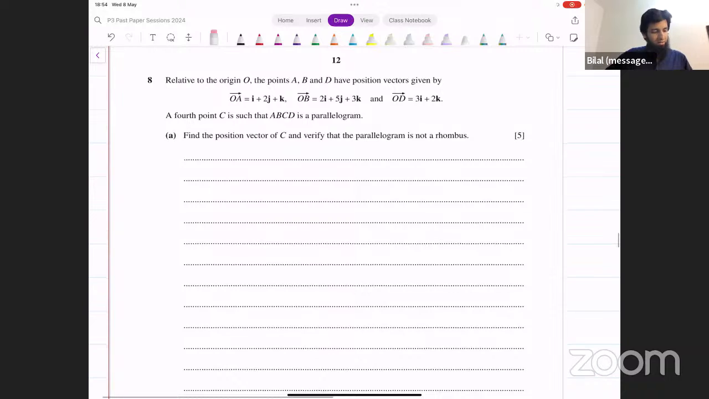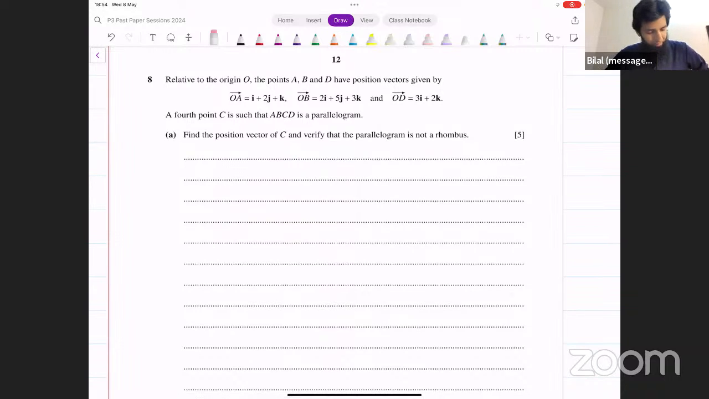The next one is question number 8. This actually does not look that difficult. Relative to the origin O, you've got these points. There's a fourth point C, and it says that ABCD is a parallelogram. You have to find the position vector of C.